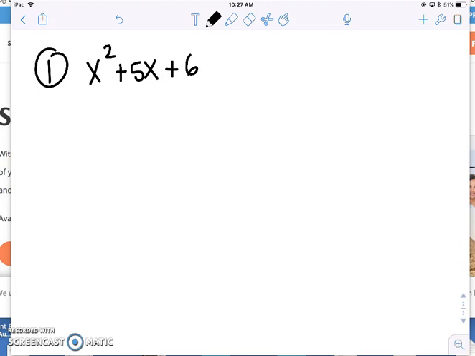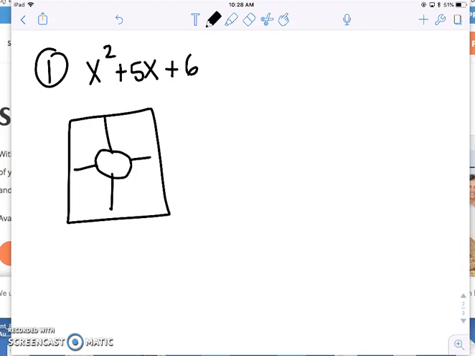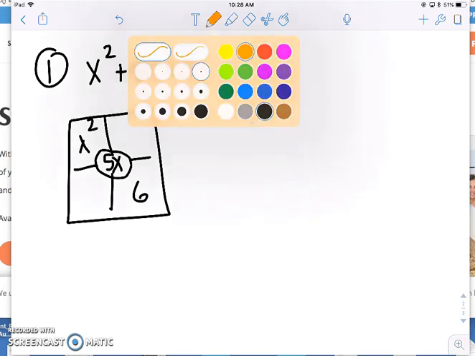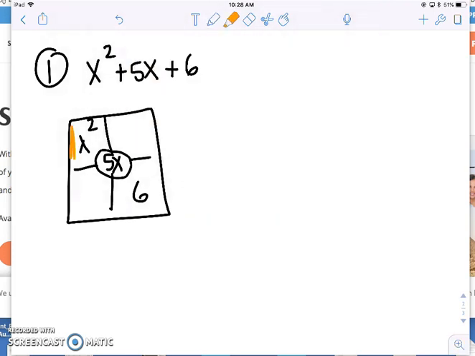So let's see if we can take a look at one more of factoring. What if we factored x squared plus 5x plus 6? So if we were to do the box and circle, we have x squared, 5x, and 6. Our coefficient here is just 1 times 6. So 1 times 6 is 6. So it multiplies to 6 and adds to 5. We have 3 and 2. So we got 3x and 2x.